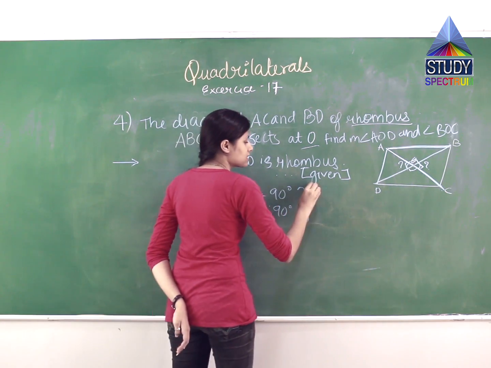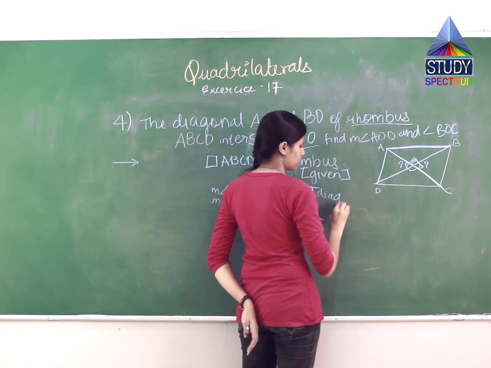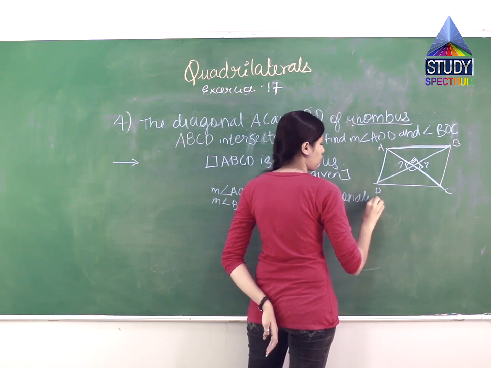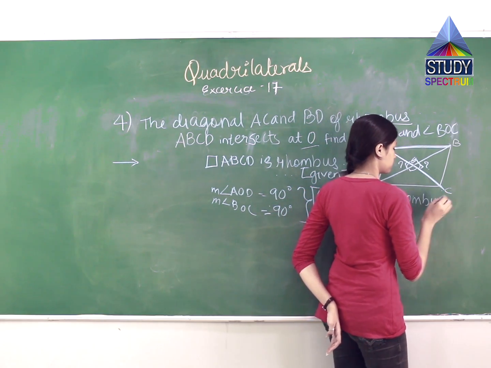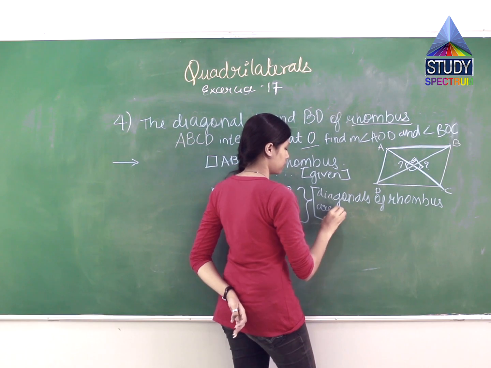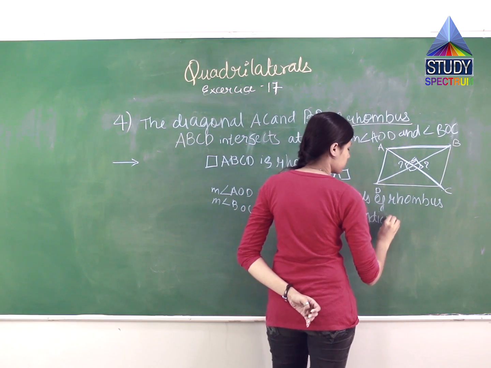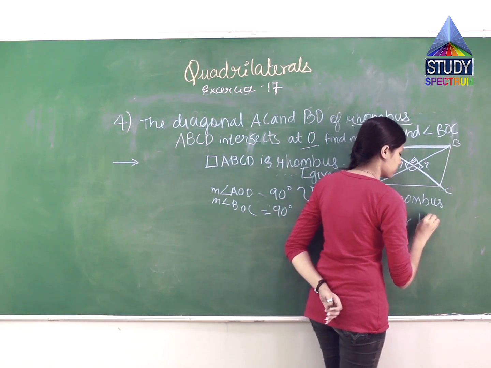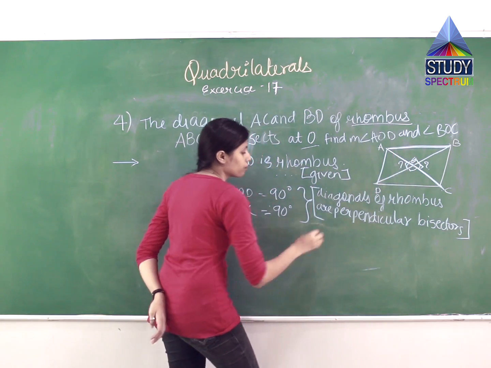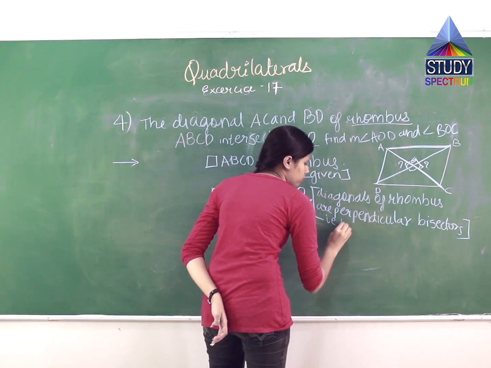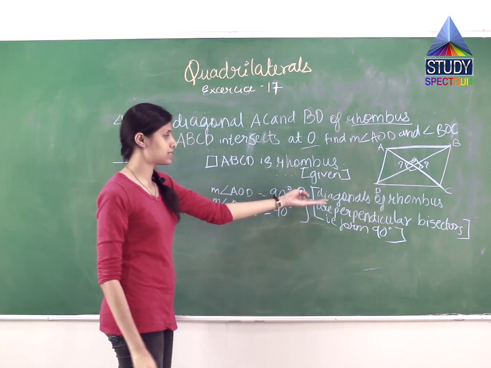Curly bracket and the reason in a square bracket. Diagonals of a rhombus are perpendicular bisectors, which forms 90 degrees. So this is a valid reason for this.